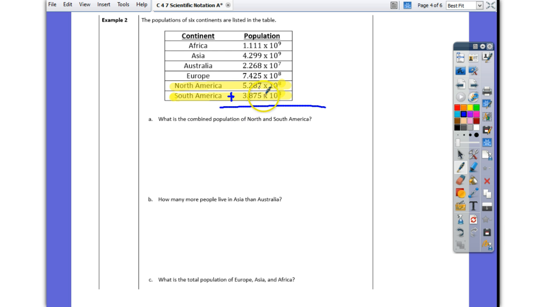What do I get? 11.116. Can you add those together? Calculators are on fire out there, that's right. Is that right? 9.162? Yep.